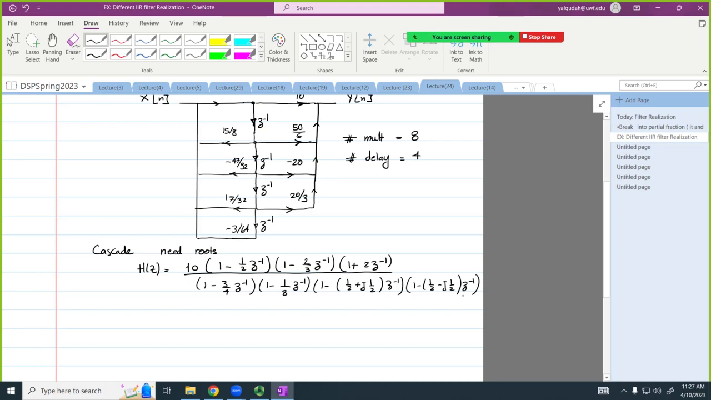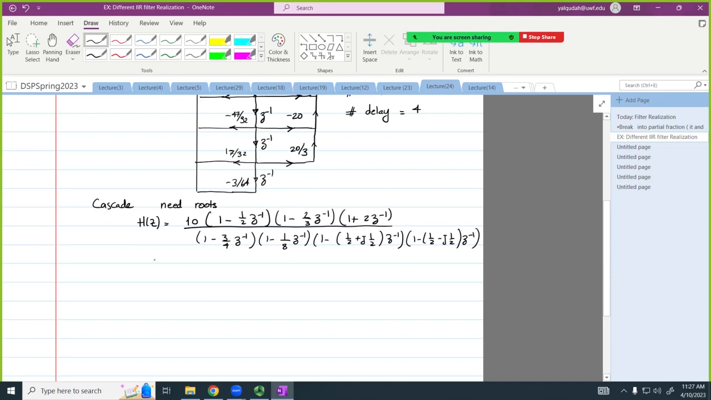Apparently I could multiply here by z to the 4, and then it will be z minus 3/4, z minus 1/8, or in this form. This form should be able to do it with a positive z, but we have it in a form where we have the negative powers of z. Okay, so looking at this form, we have 3 real zeros, and we have 2 real poles, and we have 2 complex conjugate poles.